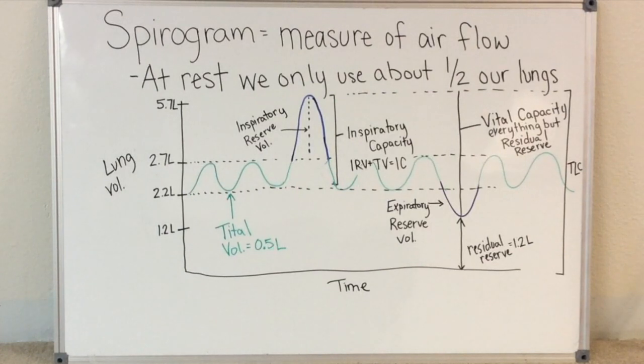Vital capacity is the volume of air that we are able to maximally inhale and exhale. This includes everything except for our residual reserve. Total lung capacity is all of the volumes combined. It includes the total amount of air that can be in the lungs at any given time.